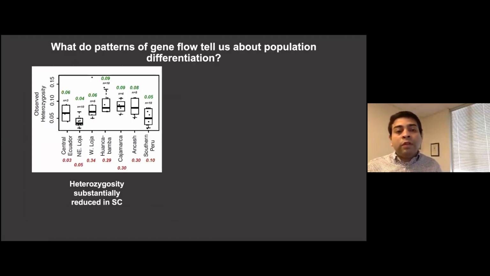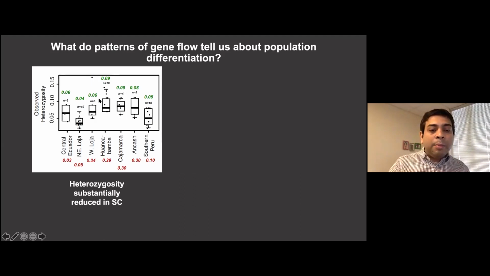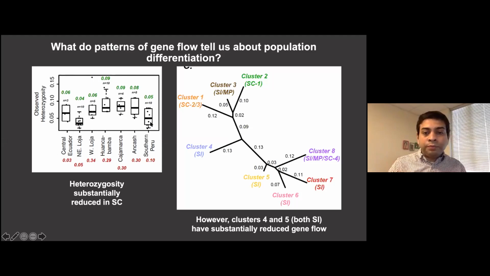Now, when we looked at RAD-seq data, we can look at heterozygosity patterns associated with self-compatibility and incompatibility in different regions. And we find that these self-incompatible populations have a bit higher heterozygosity, as we would expect, compared to self-compatible populations in northeastern Loja and southern Peru.